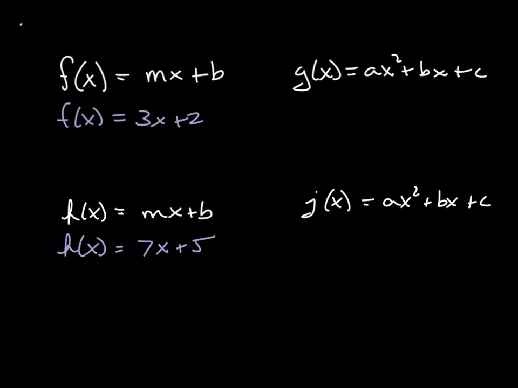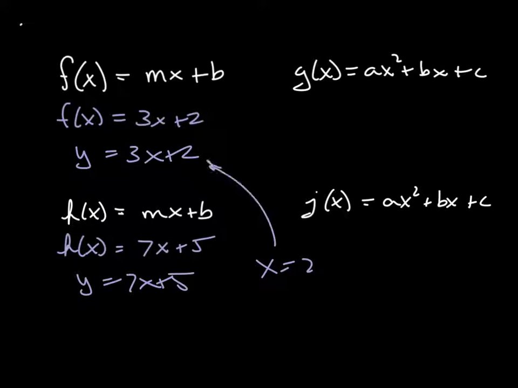What I want to note here is that both of these things are in mx plus b, but if I didn't have this f here with this x and this h here with this x, and let's pretend for a second I said, hey, y equals 3x plus 2, and then I said, hey, y equals 7x plus 5, and I just randomly said, hey, when x is 2, find y. Well, if I plug 2 into here versus 2 into here, I'm going to get different answers. So this is what I meant by separating it out. Which one do you want me to plug it into? This is why we have function notation, so I know which equation to plug the 2 into.